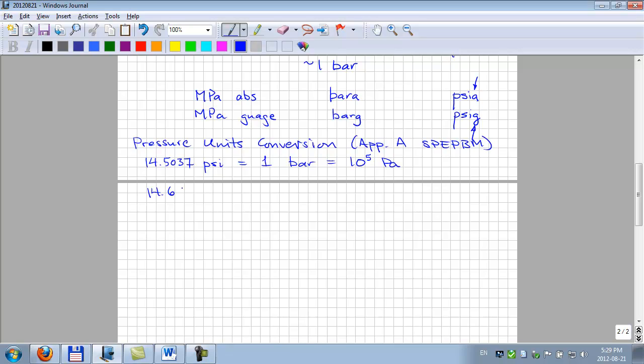Basically, there's 14.69, I think it's 7 psi is 1 atmosphere. You'll have to check these things. The first one I know for sure. The second one I'm not quite sure about.